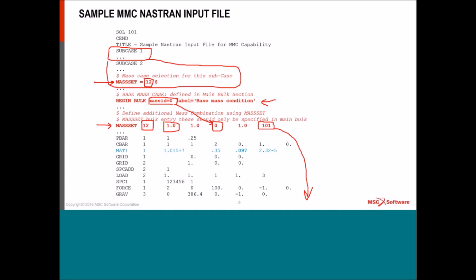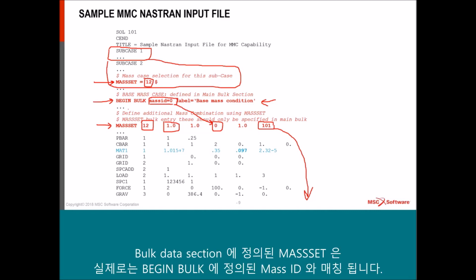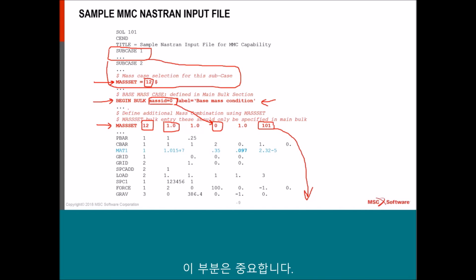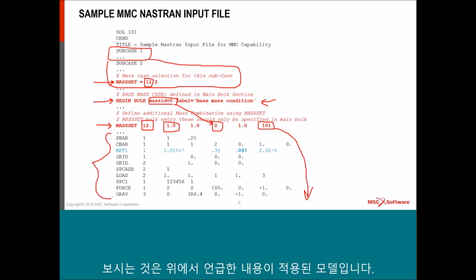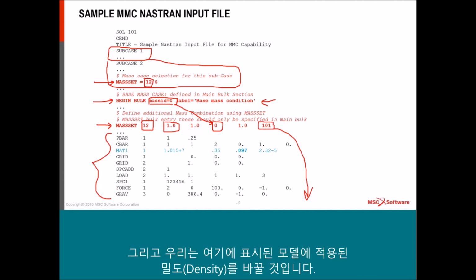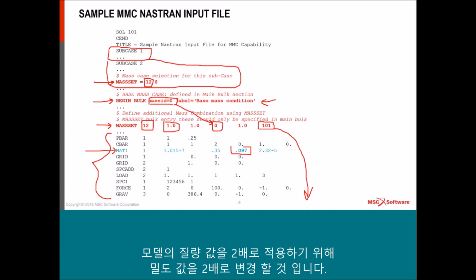Notice that the MASSSET is actually in the main bulk data section, not in the bulk data section that begins the mass increment. That's something important to know. So again, this is just the model bulk data that describes the model itself. What we're going to be changing here is the density for this model. We're going to change this field, which is density, to double the density, and that's doubling the mass.